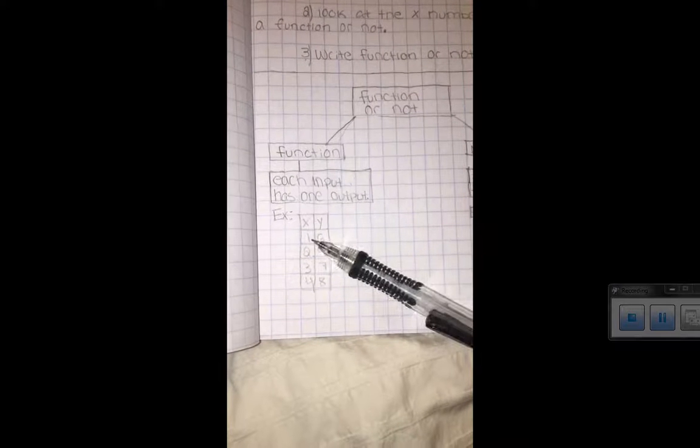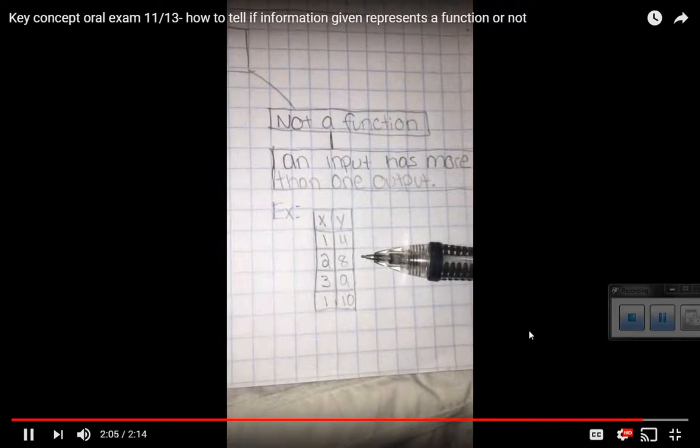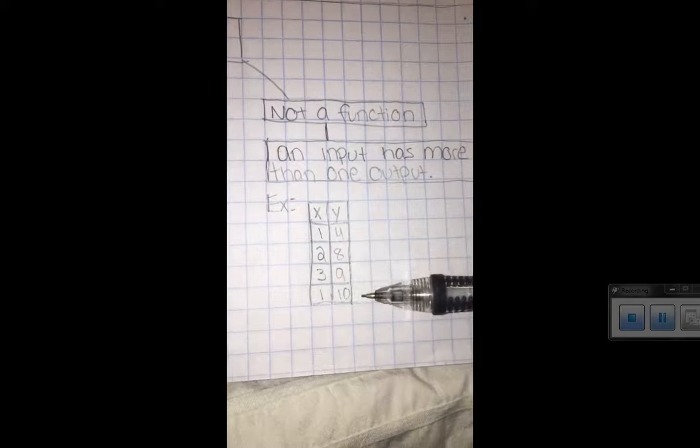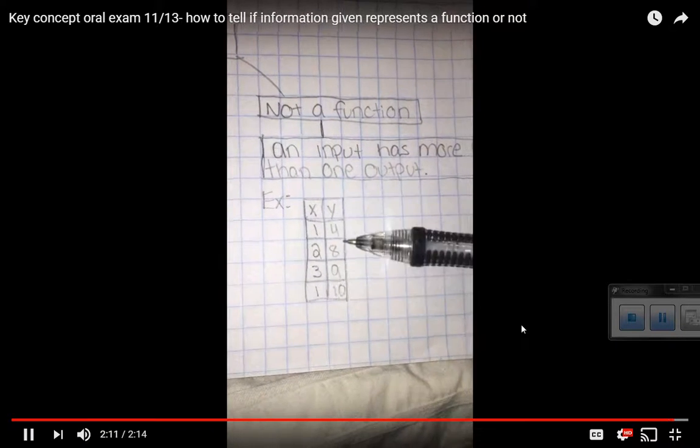For an easier way, for function or not, a function is each input has one output. So 1 has an output of 6, 2 has an output of 9, 3 has an output of 7, and 4 has an output of 8. Not a function is an input that has more than one output. So 1 has an output of 4, 2 has an output of 8, 3 has an output of 9, and 1 has an output of 10. So 1 has an output of 4 and 10.